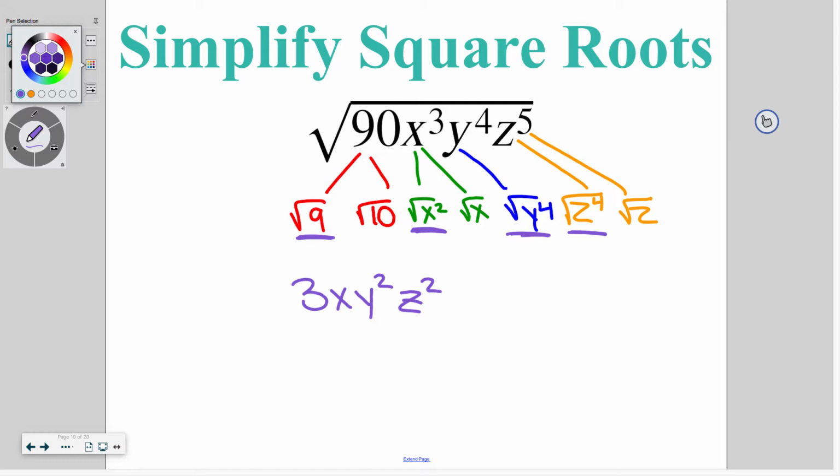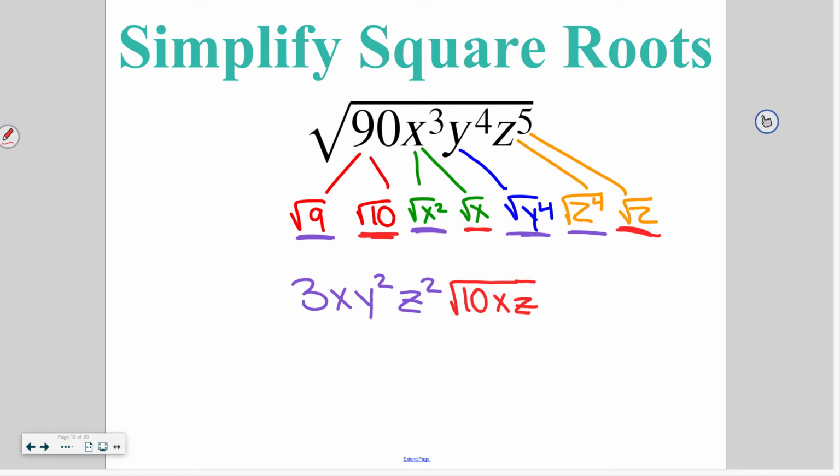Then we have left over those pieces that we didn't take the square roots of. So we've got the square root of 10, x, and z. So we took the square roots of the first few pieces that we could, and we left the extras that we couldn't take the square root of inside that square root symbol.